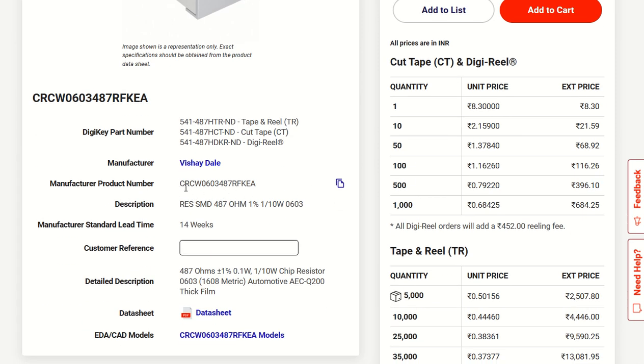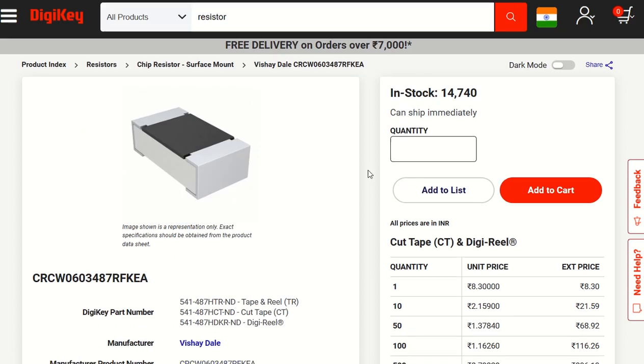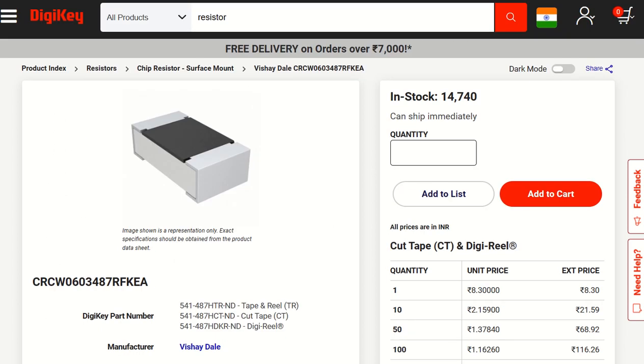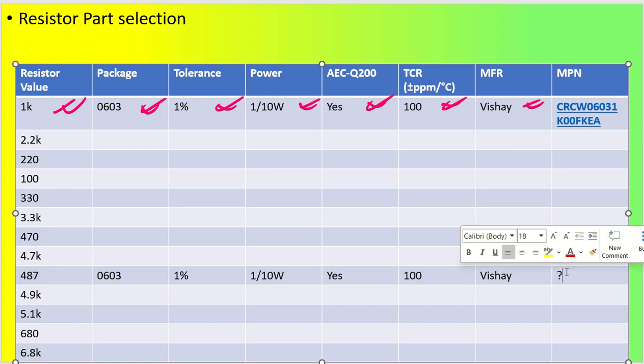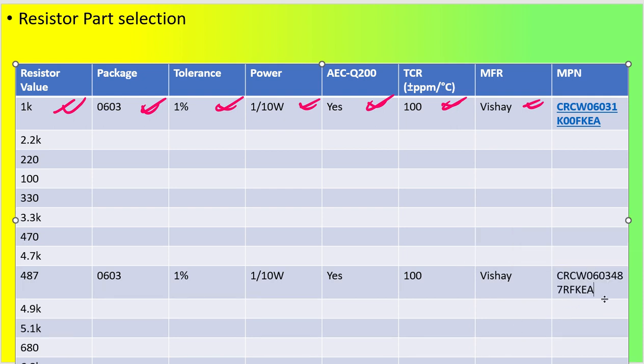The part number is CRCW, so we can copy paste. We have the same thing. So it is around 14,000 pieces available. So this is not so general a value. That's the understanding. So just make a change here, 487 ohm, and the part number that you will get is CRCW0603487RFKEA. So this was all about finding the different part numbers.